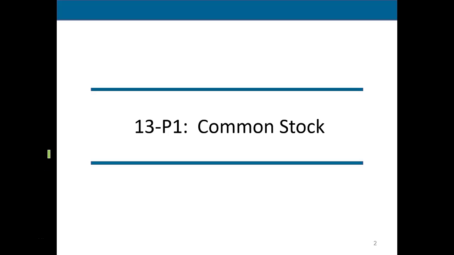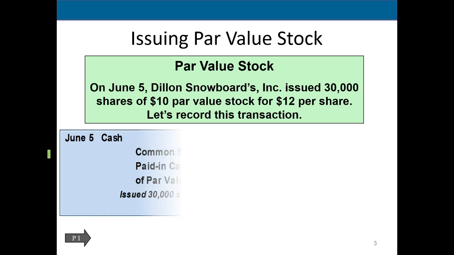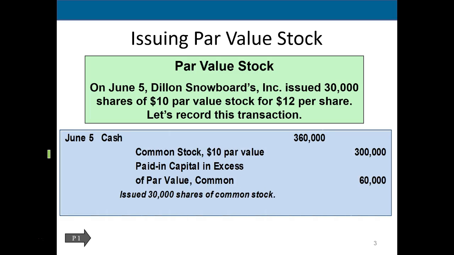In this lecture, we will continue on Chapter 13, talking about common stock. We're going to start off with a par value stock example. On June 5th, Dillon Snowboard Incorporated issued 30,000 shares of $10 par value stock for $12 per share. So what we have here is a par value and we have the market value.